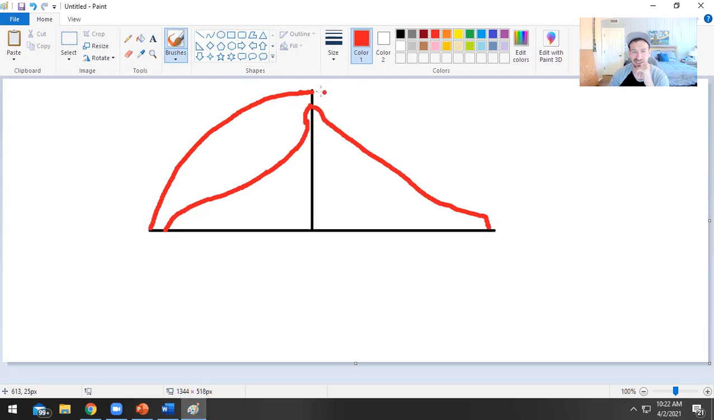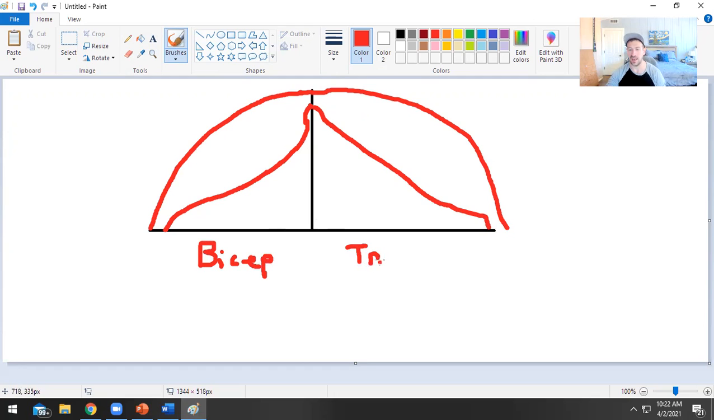So there's that one, and then there's that one right there. These are on opposite sides of a joint. So let's say this is my bicep, and this is my tricep. They are antagonists. So here's the thing: they are total opposites of each other.